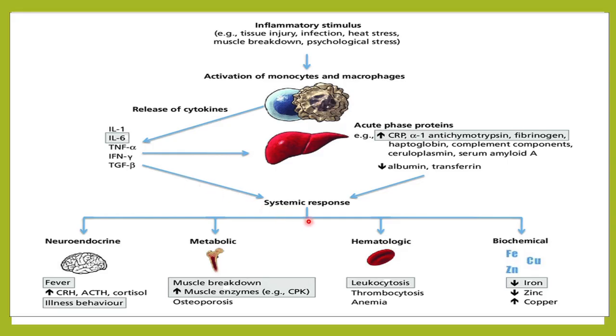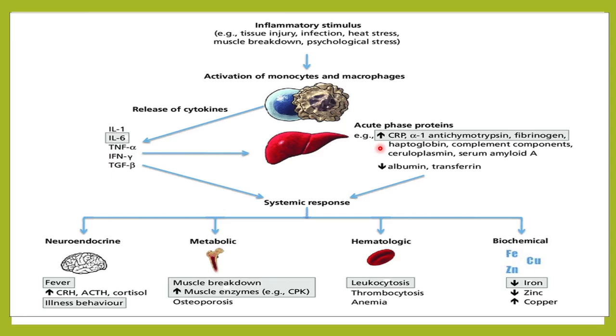So what does interleukin 6 do? It will increase the C-reactive protein. It will increase the fibrinogen, haptoglobin, complement components, ceruloplasmin, and amyloid A. All these are increased. And albumin and transferrin will be reduced.